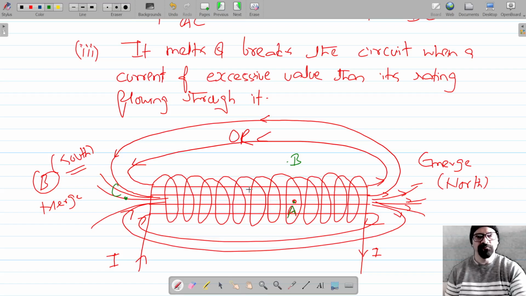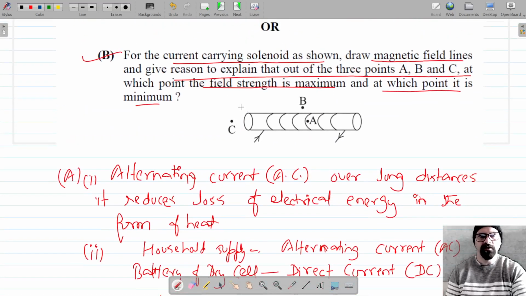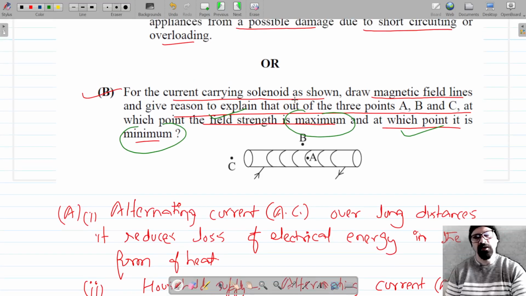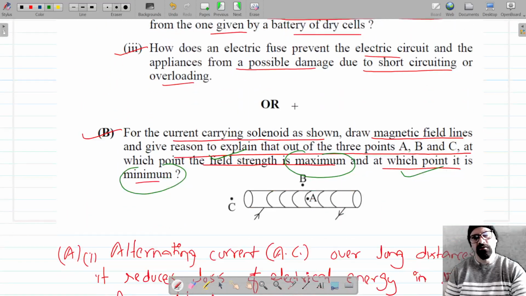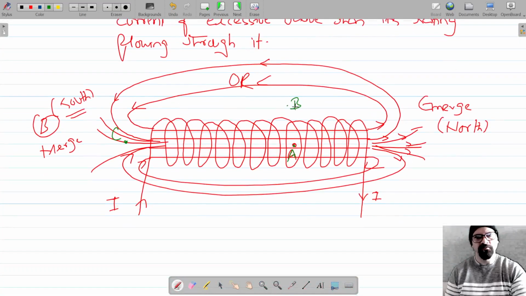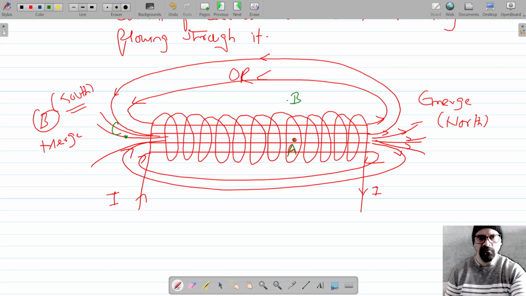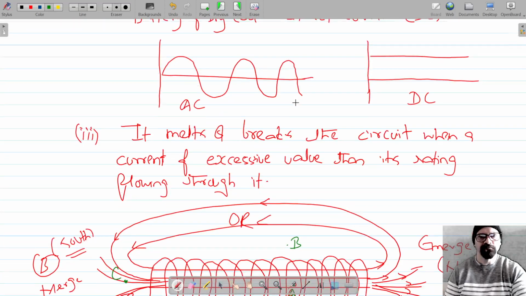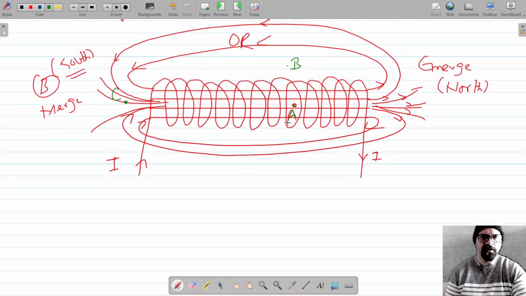What is given in the question is to give a reason to explain that out of the 3 points A, B, and C, at which point the field strength is maximum and at which point it is minimum. So we have to identify where it's maximum and where it's minimum, and give the reason. So maximum is at point A, because the magnetic field lines are crowded. So point A here is this point. It's maximum at point A because here the field lines are crowded.